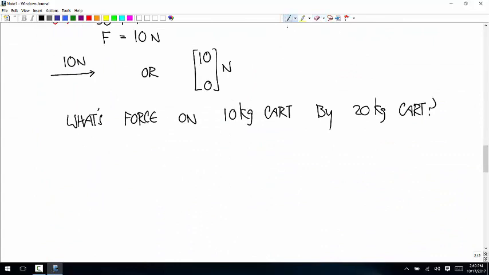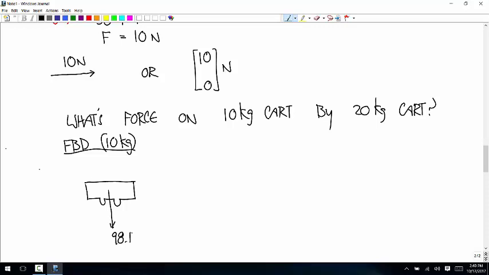So now which cart are we going to isolate? Free body diagram of the 10 kilogram. There's a weight force. This time what we're isolating has a mass of 10 kilograms, so the force is 98.1, weight force. And then starting at the wheels, there's a pushing contact that I'll call N10.